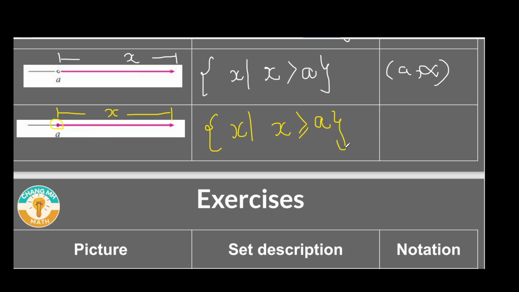So this is the set description, and if you need to write it as notation, it will start with a, which is also included, so you need to use square bracket, and all the values greater than a, so we write it as a, infinity. As infinity does not exist as a number, it represents all the numbers greater than a, so you have to put round brackets here. So this is the set description and notation for this diagram.